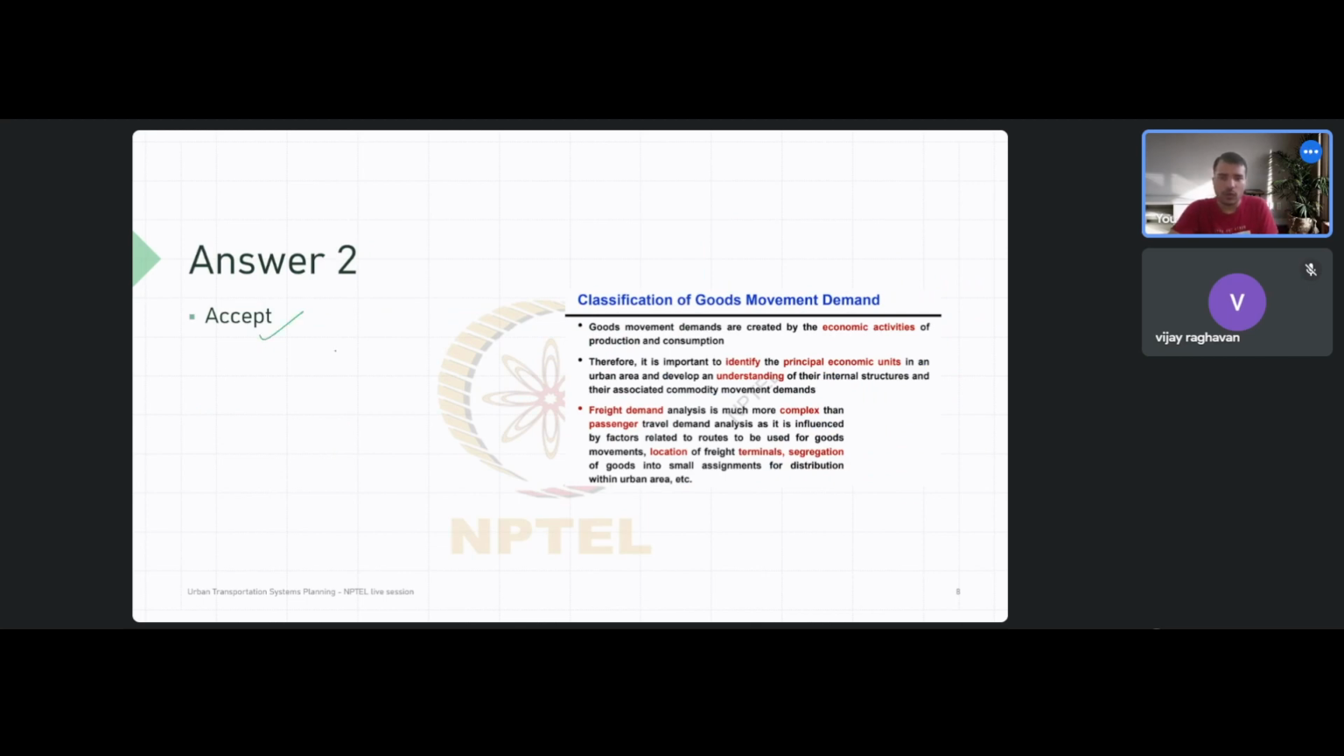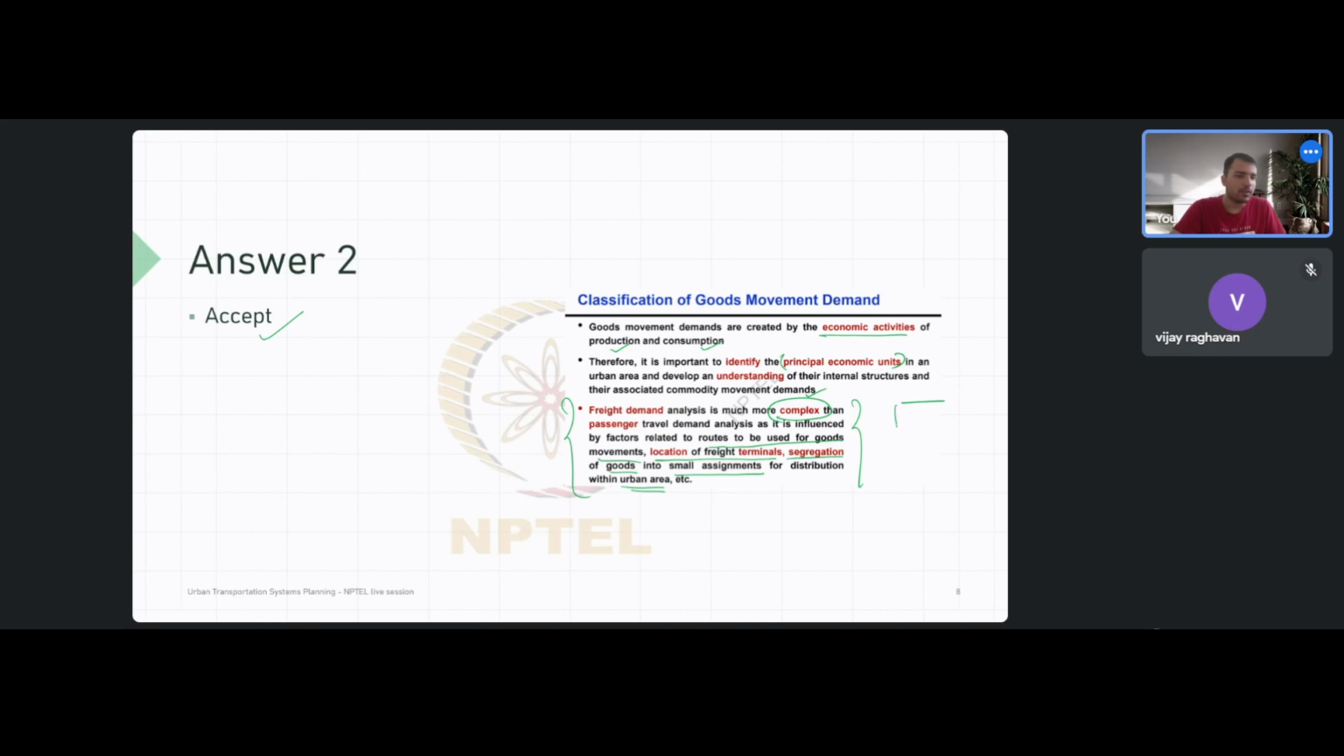You can see here, goods movement demands are created by the economic activities of production and consumption, which is obvious. So we have to identify the principal economic units in the urban area and understand their internal structure and the commodity movement demands. Here we can see what we studied just now. Freight demand analysis is much more complex than passenger demand analysis, as it is influenced by factors related to routes to be used for goods movements, location of freight terminals, and sometimes we have to segregate the goods into small consignments for distribution within the urban area.